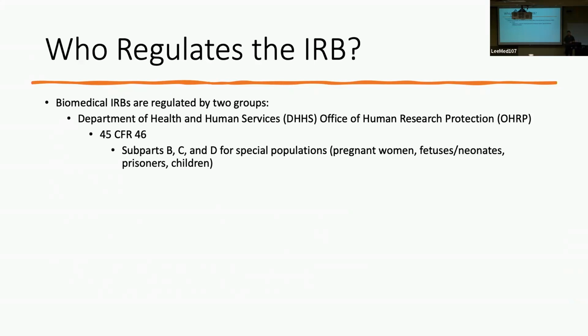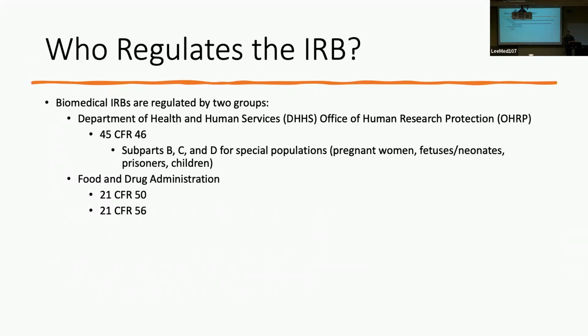So in addition to DHHS, there's also the FDA. They have their own federal regulations, 21 CFR 50, 21 CFR 56, that outline how studies that are involving experimental drugs or new devices have to be reviewed by an IRB. So those codified rules tell us what we have to do and how we have to do it. Now, these are, again, sort of the bare minimum. This is what the federal government requires.